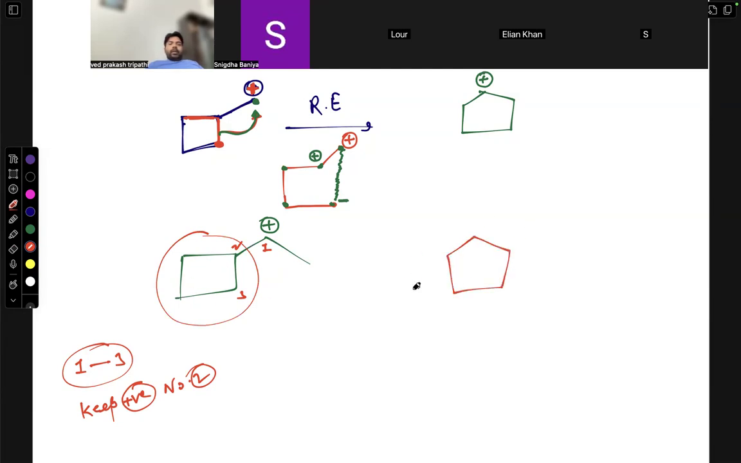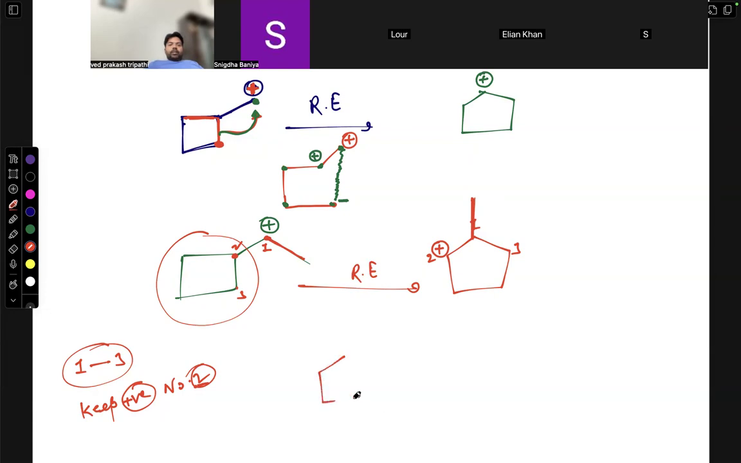Now you can do numbering here. This is my 1. You know that 1 is bonded to 3. So this is 3. And now 1 is bonded with a carbon which is supposed to be 2 here. So I said that keep 2 as a positive charge. And now you know that one carbon has an outer side carbon, so branch. Make sense? So this is called ring expansion.